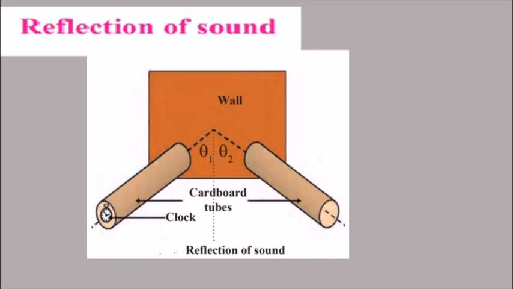Now there can be good reflectors and bad reflectors also. If we talk about a thin cloth, it is a bad reflector because it absorbs the light, it absorbs the sound. But if we talk about a hard surface, it is a good reflector. So in the same way as we have studied the reflection of light, we have the reflection of sound also, and the same laws are followed for reflection of sound as well.